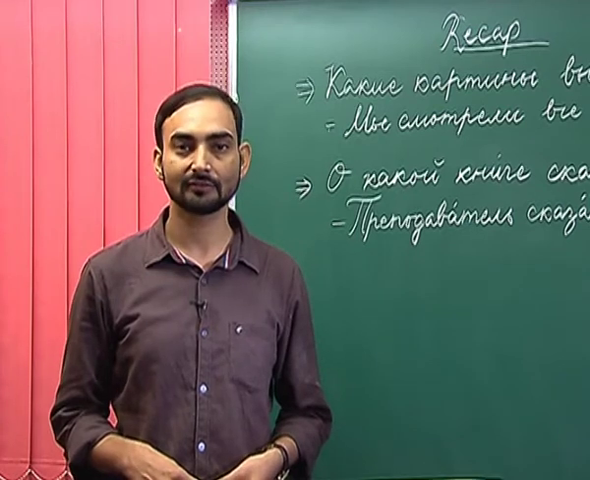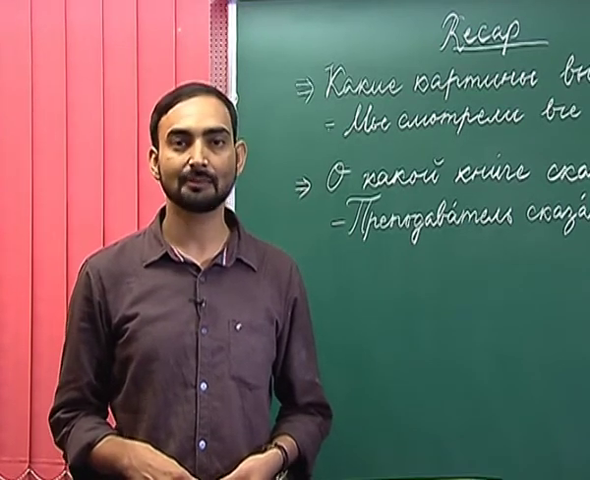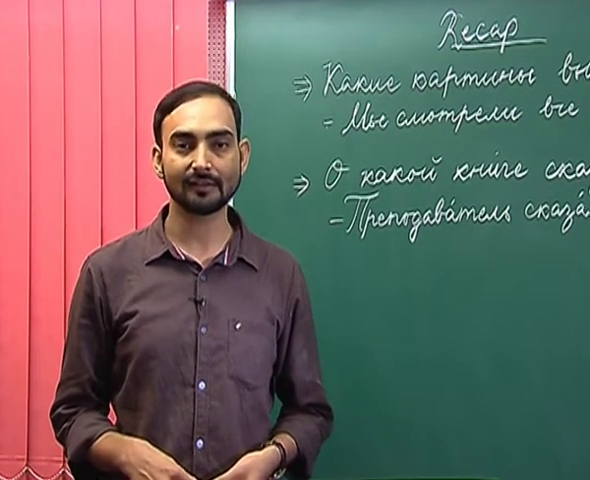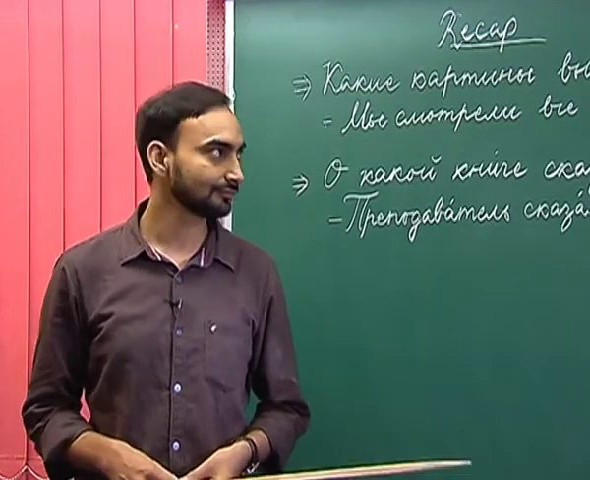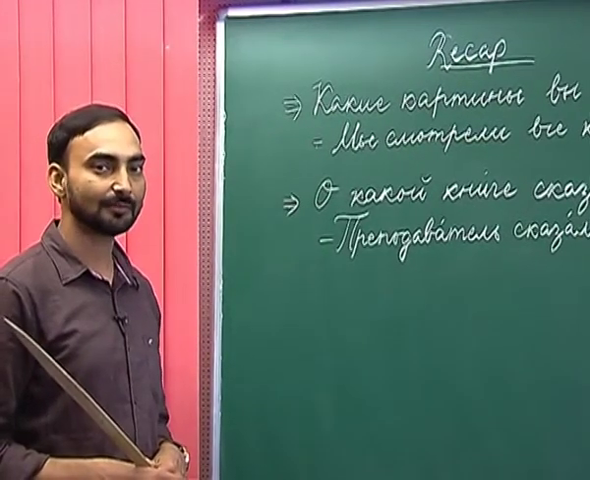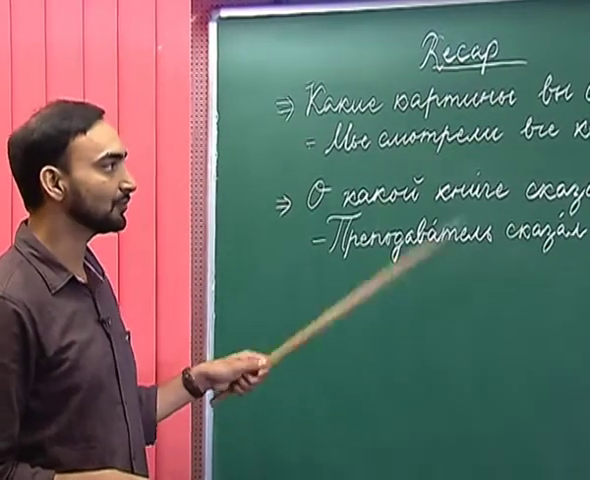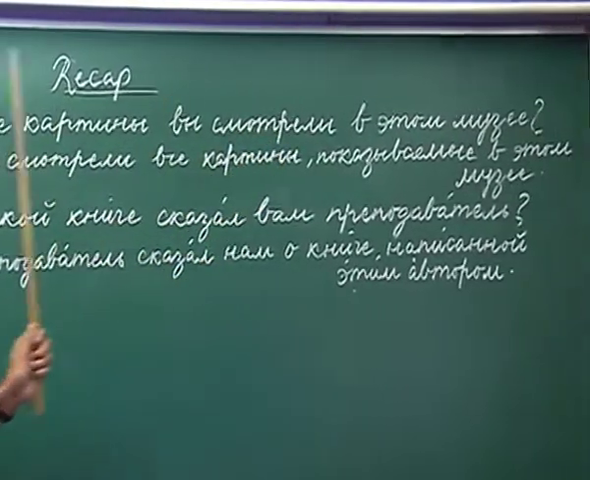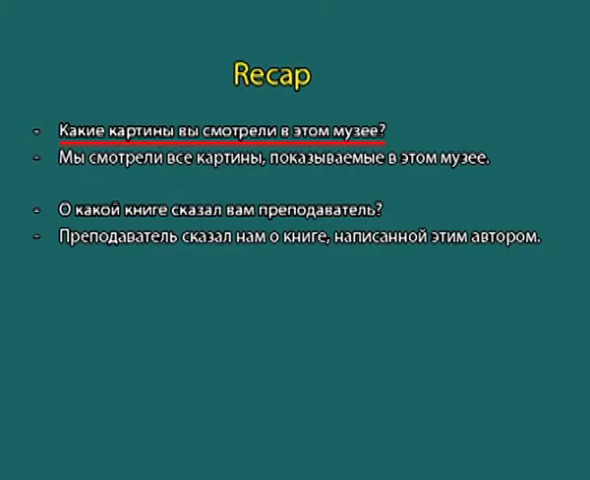In the previous lesson, we discussed the passive participles in the present tense as well as in the past tense. Let us look at some examples where the present participle passive and past participle passive have been used. Какие картины вы смотрели в этом музее? So, which paintings did you look at in this museum?